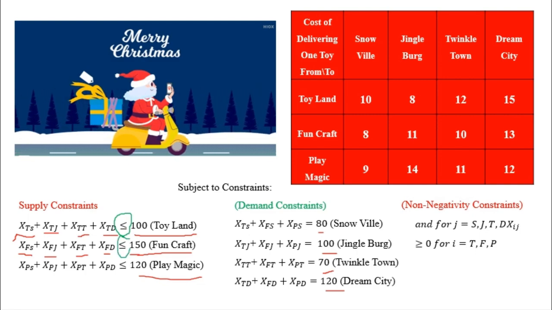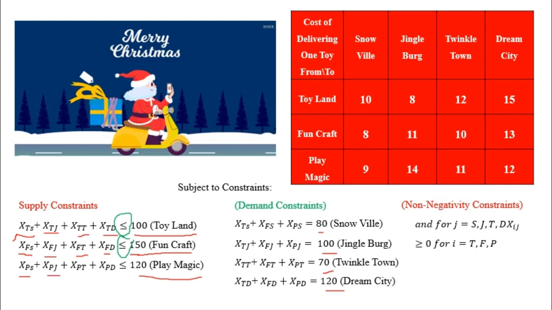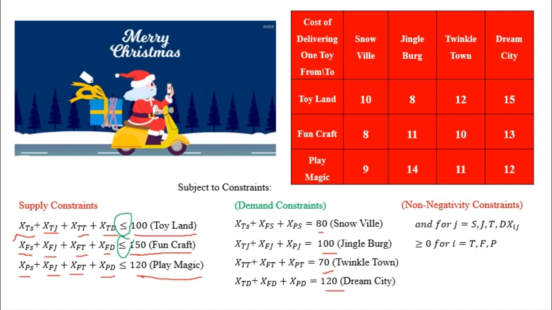So that is the reason again we are having the less than or equals to symbol. Okay. Again, for the third workshop, what do we have over here? XPS, that is the quantities of toys supplied from Play Magic to Snowville, quantities of toys supplied from the workshop Play Magic to Jingleberg, quantities of toys supplied from Play Magic to Twinkletown, and quantities of toys supplied from Play Magic to Dream City. Again, it cannot deliver more than what it is supplying. So it has to be less than or equals to 120.